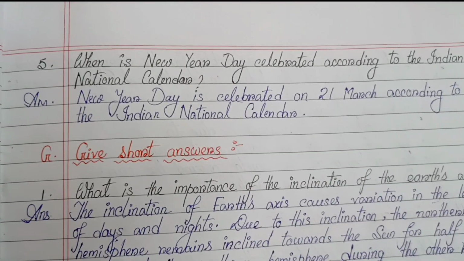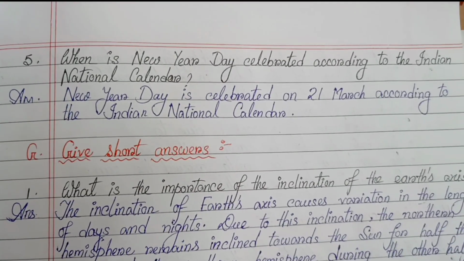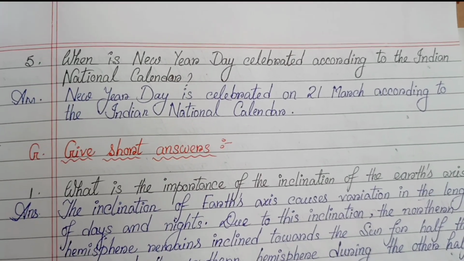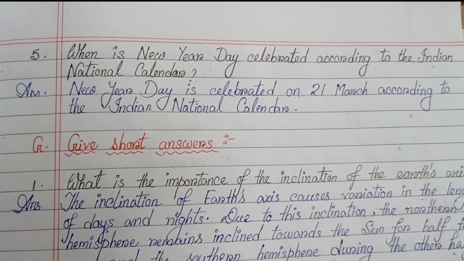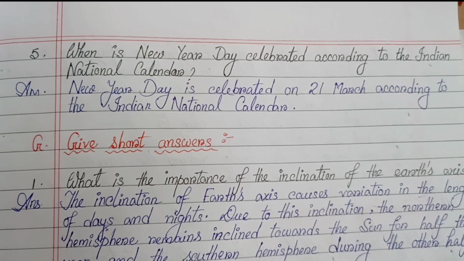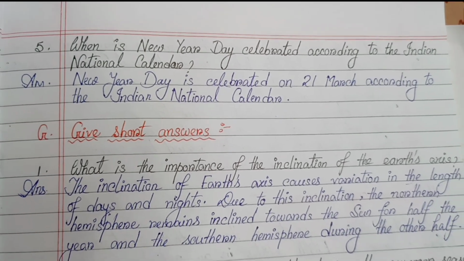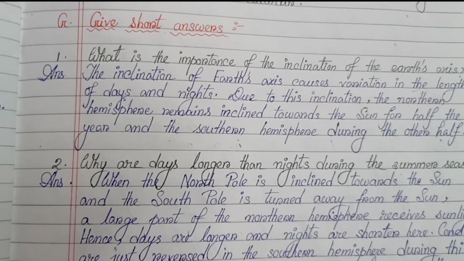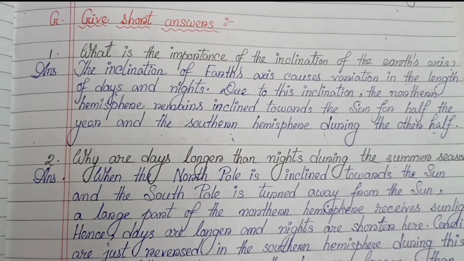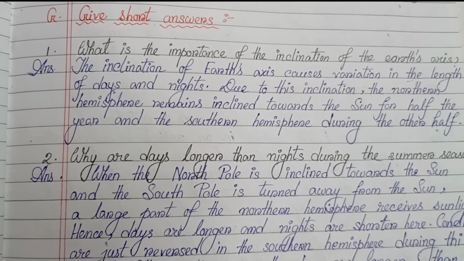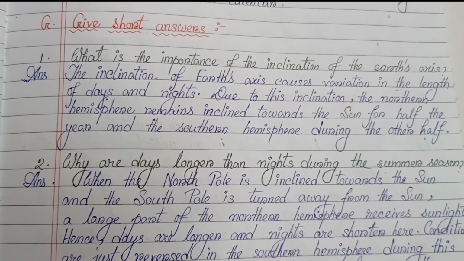Number 5, when is New Year Day celebrated according to the Indian national calendar? New Year Day is celebrated on 21st March according to the Indian national calendar. Number G, give short answers. Number 1, what is the importance of the inclination of the earth's axis?